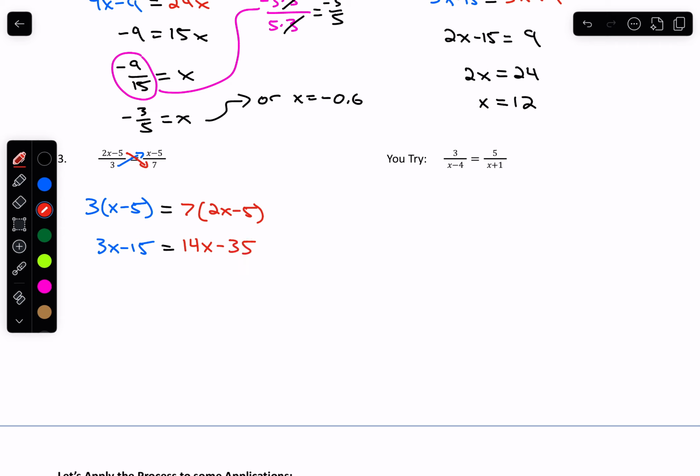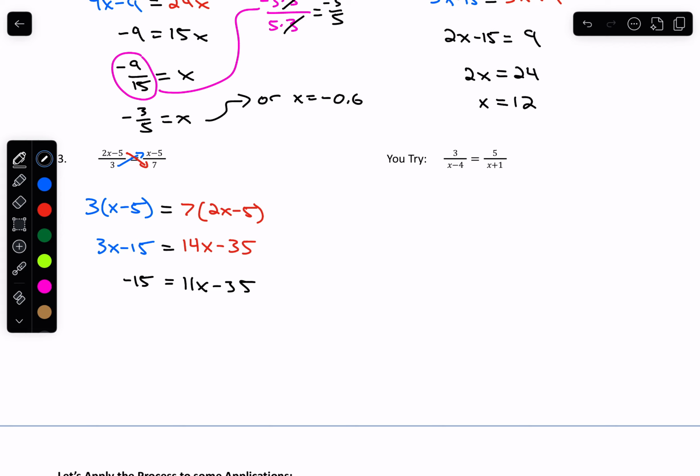We are now left with a two-step equation where we can collect the x's on one side and the constants on the other. So I'm going to go ahead and subtract 3x from both sides to get 11x on the right. So I'm going to have negative 15 equals 11x minus 35. And the reason I moved the 3x's to the right instead of the 14x's to the left is because I prefer to keep the variable term positive. If I would have subtracted 14x from both sides, I'll get the same answer in the end. I'll just have an extra negative sign floating around that I don't want to deal with. So instead, I move the 3x's to the right.